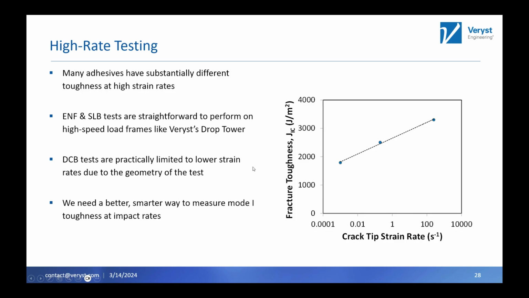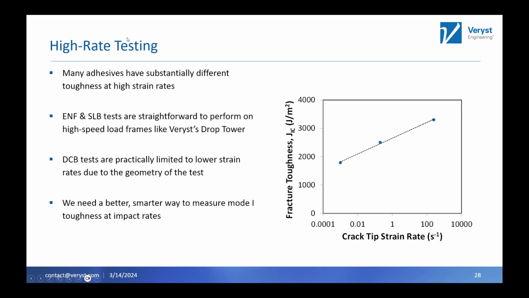But I want to focus today more on the high rate testing aspect of things. Those are the tests that we use at quasi-static rates. But as we've been discussing, adhesives can have substantially different toughness at high strain rates. I can't tell you right now if adhesive joint X, aluminum and epoxy XYZ, is going to be tougher at impact strain rates, weaker at high strain rates than it is at quasi-static rates, or the same. In my opinion, you're better off just testing rather than trying to forecast that.